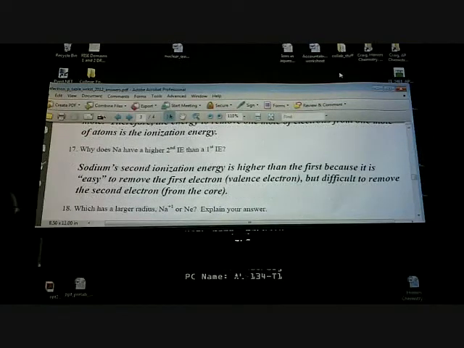18. Which has a larger radius, sodium with +1 charge or neon neutral? Explain your answer. Now, let me ask you this. Do they both have the same number of electrons? Yes. Do they have the same number of protons? No. Who has more protons? The sodium. Very good. Now again, remember the nucleus is really small compared to the orbitals. They're not the same size.